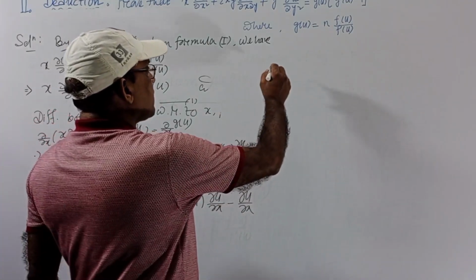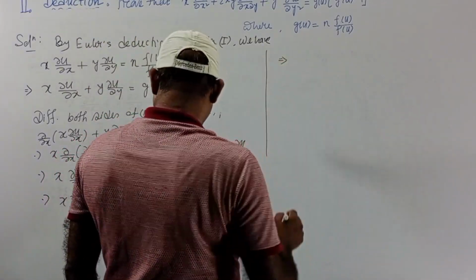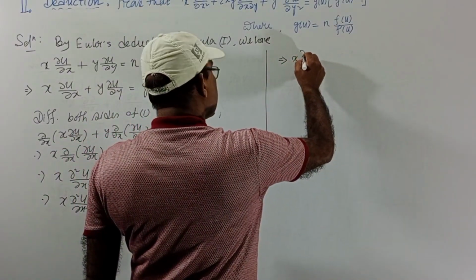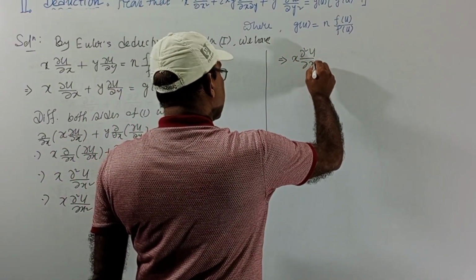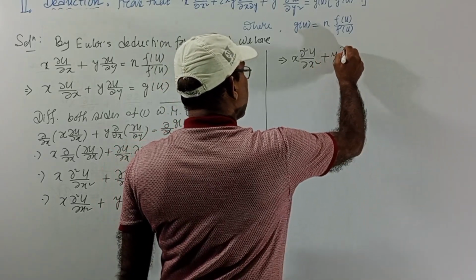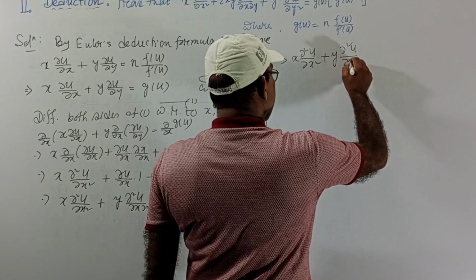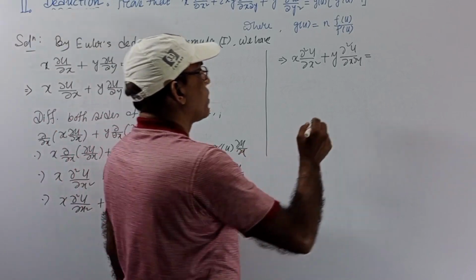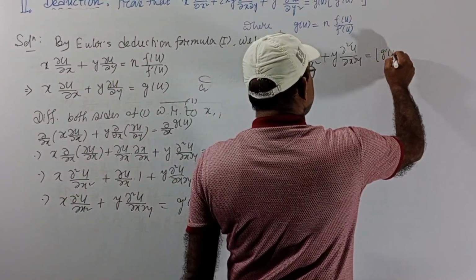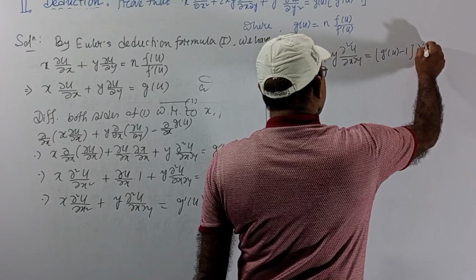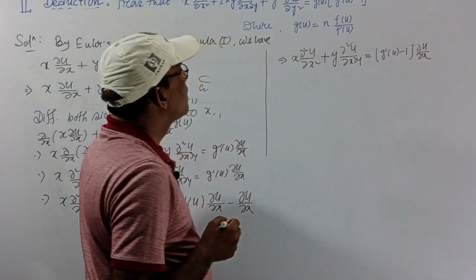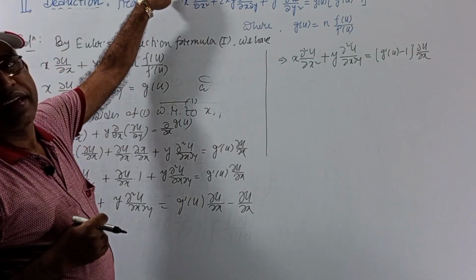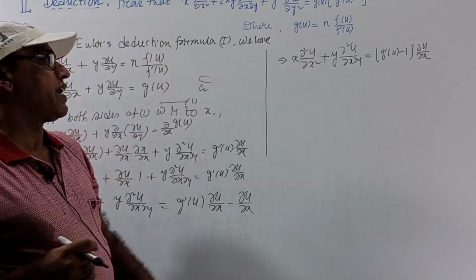Now next we get, this implies del square u by del x square, y del square u by del x del y, and from these two, taking del u by del x common, we get g dash u minus 1 del u by del x. But in our answer we have del square u by del x square multiplying by x. So we are multiplying both sides by x.